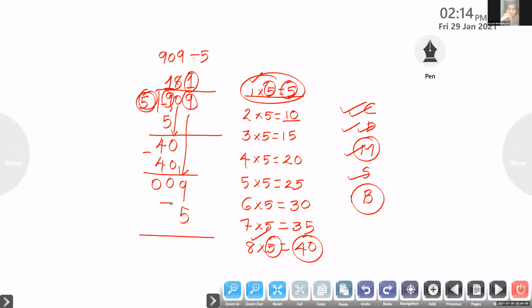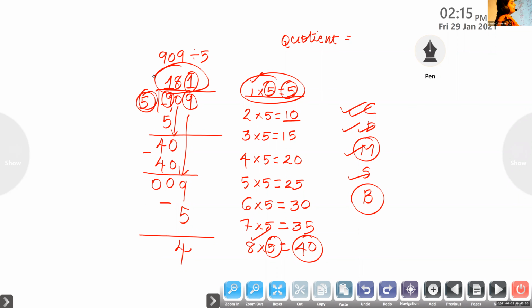9 minus 5. Take 9 fingers. Close 5 fingers. How many are remaining? 4. Here, no more digits to bring down, so you can stop the division. Here, what is the quotient we got? Can you say the quotient? Quotient means answer. That we write on the top of the bracket.